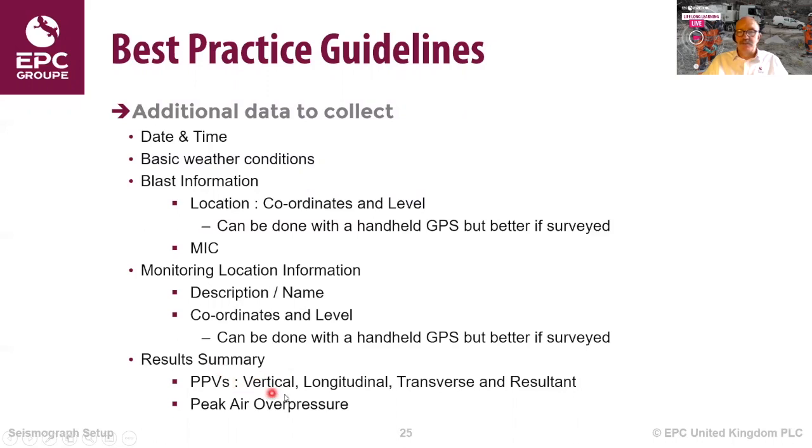We need a summary of the results. We need PPVs from all three directions, and you'll see a fourth one reported by the seismograph, which is either known as the resultant or the maximum vector sum. So there's four PPVs to write down. And then we need the peak air overpressure level as well.